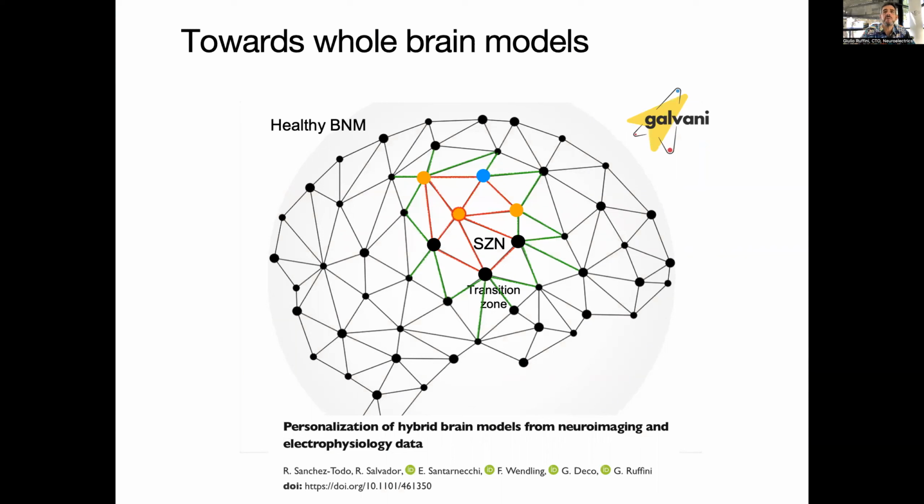It's a preprint by Jose, and the idea is, for example, in Galvani, in the context of epilepsy, to develop models for a seizure network, but then embed this seizure network in the whole brain, and in this way connect the pathology and the dynamics as detected by SEEG to global phenomena like EEG or even fMRI BOLD.